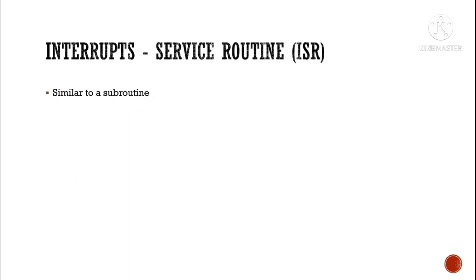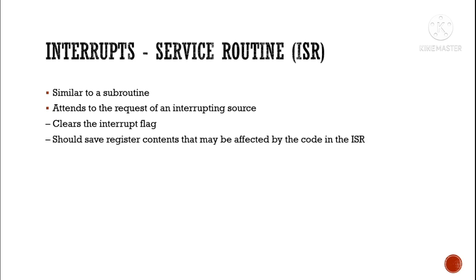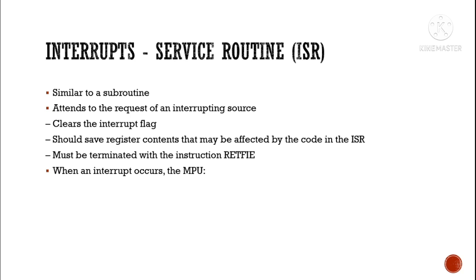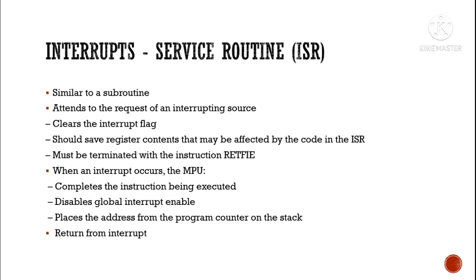Interrupt service routine, similar to a subroutine, attends to the request of an interrupting source, cleans the interrupt flag first, should save register contents that may be affected by the code in the ISR, and must be terminated with the instruction RETFIE. When an interrupt occurs, the MPU completes the instruction being executed, disables the global interrupt enable, places the address from the program counter on the stack, and returns from the interrupt.